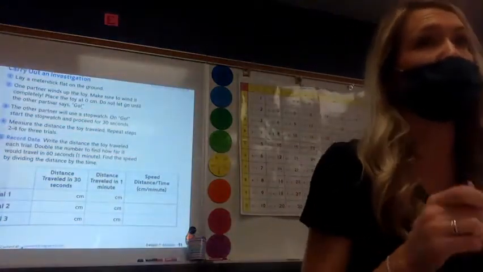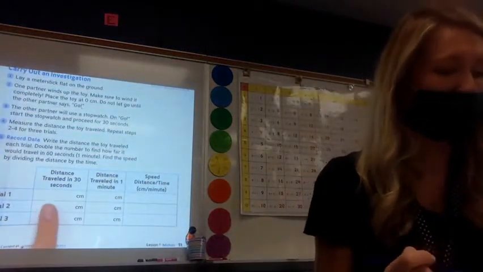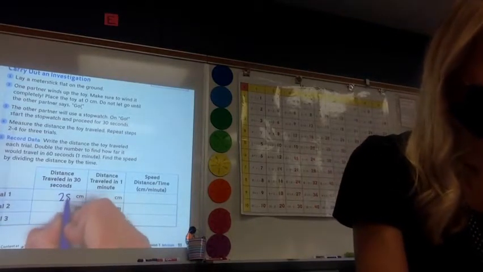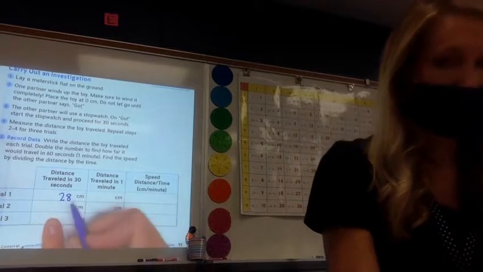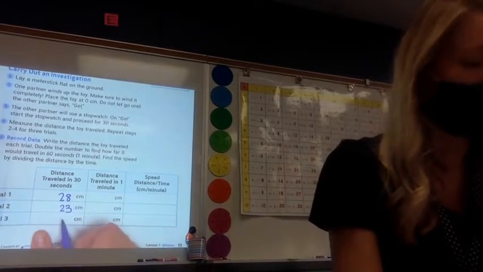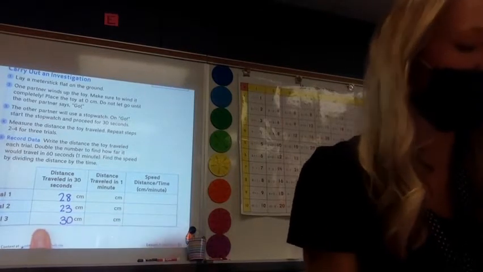I'm going to fill this out for the group I was with. So, Paula, will you help me? What was our first one? 28 centimeters. Our second one was? 23 centimeters. And my third one was? 30 centimeters. Very good.